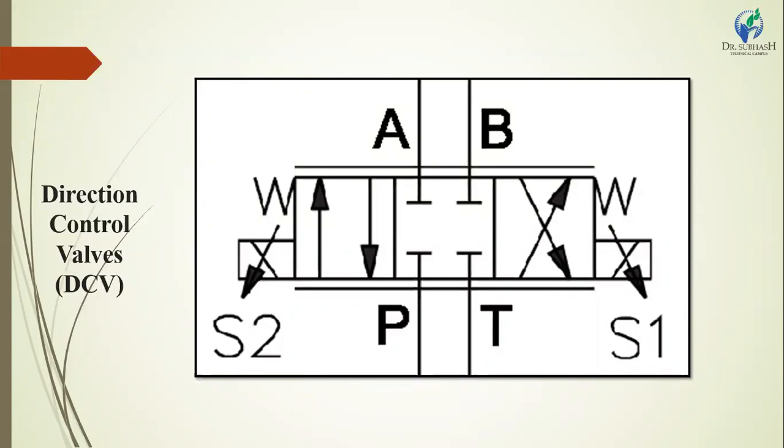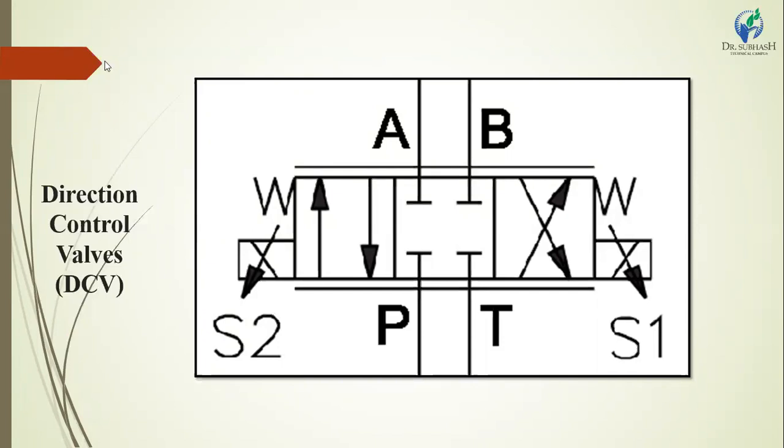Then we completed the pressure control valves. Since pressure control valves are available in the circuit, it's necessary to attach the pressure control valve in the system. We completed the pressure relief valve, sequence valve, pressure reducing valve, and unloading valve in our previous lecture. Today we will study the direction control valve.